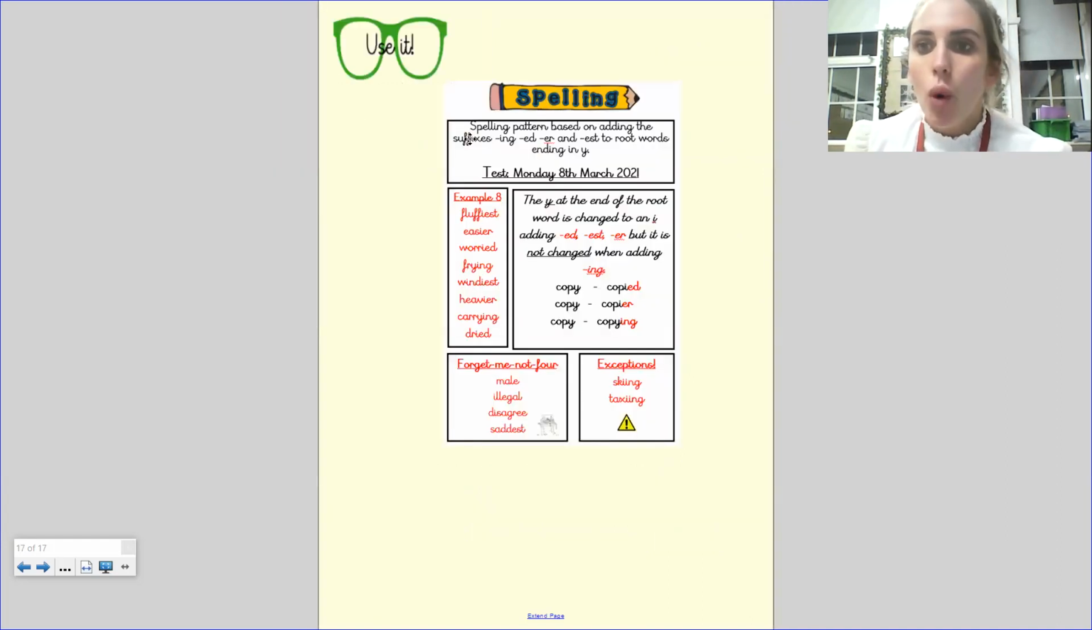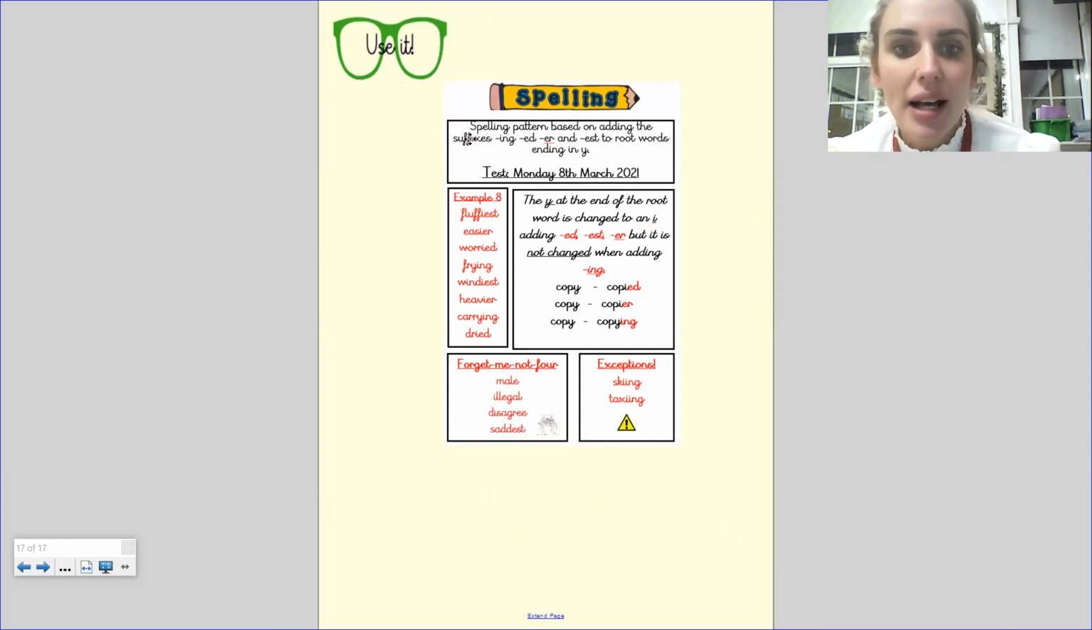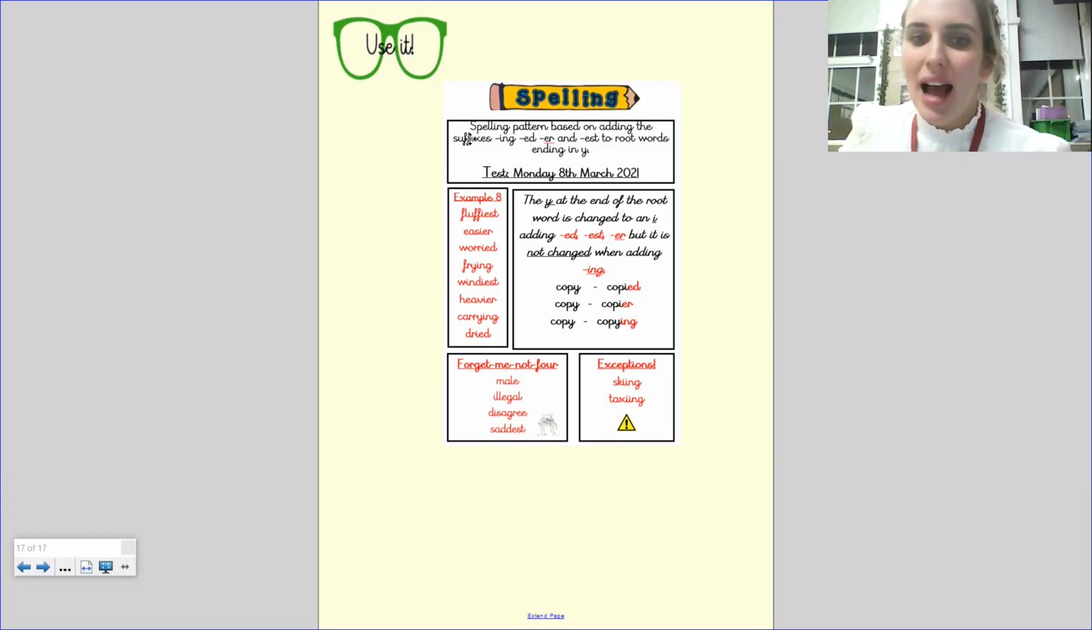Now today, what you're going to do is use our example eight spellings to create your own sentences. So what you can do is say your first spelling, then turn your spelling list over and try to use that word in a sentence, trying to remember how to spell it. I'm going to show you one example before you have a go at that now.